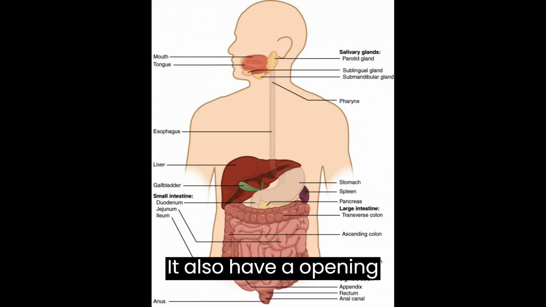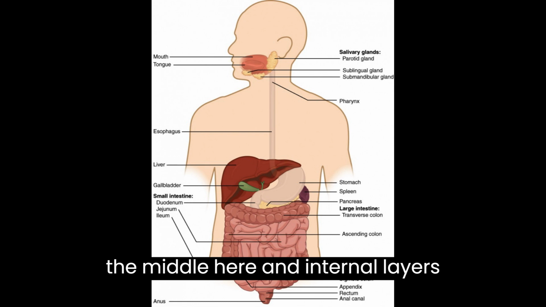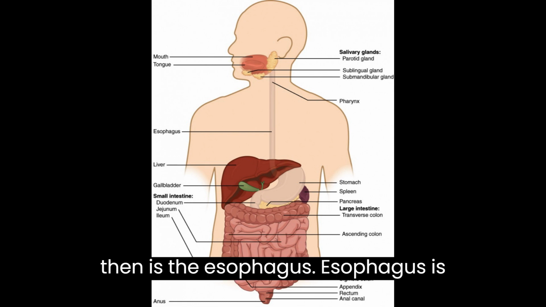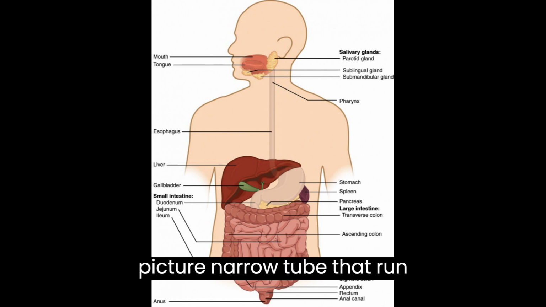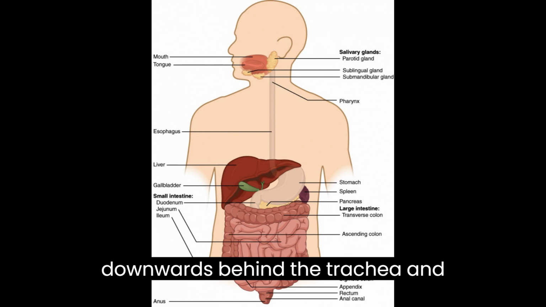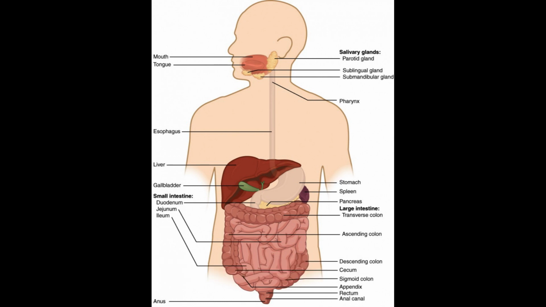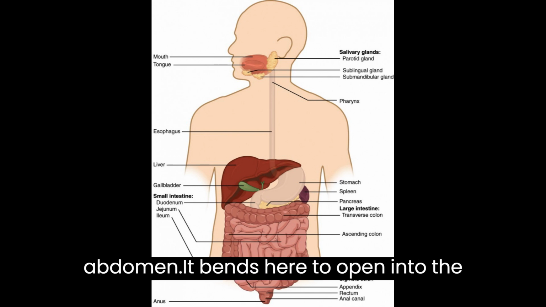It also has an opening of the Eustachian tube leading to the middle ear and internal nares. Then is the esophagus. Esophagus is 25 cm long. You can see in the picture a narrow tube that runs downwards behind the trachea and passes through the diaphragm in the abdomen. It bends here to open into the stomach.